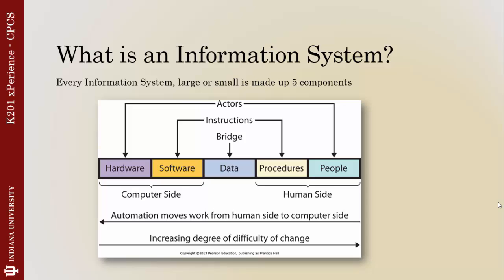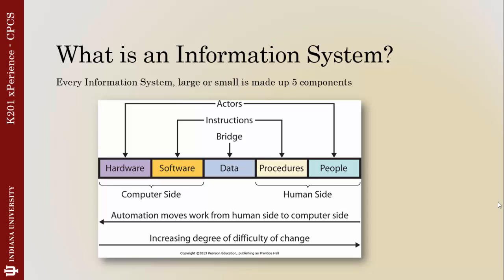Instructions is the second category that make up these components. The software is the instructions to tell the hardware what to do. Think of your operating system on your computer, for example. The procedures are the instructions for the people, and tell the people how to work the system, how to export the data, how to run a query. You'll learn more about those terms in lab as well.